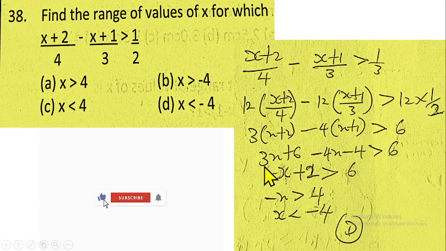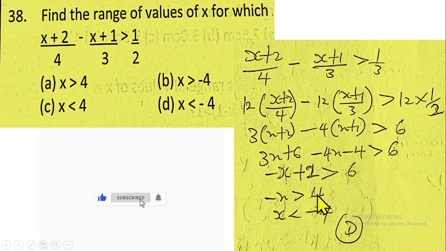Collect like terms, you have 3x minus 4x, that gives us minus x. 6 minus 4 gives us plus 2 greater than 6. Collect like terms also, we have minus x. 6 minus 2 will give us 4. Minus x is greater than 4.